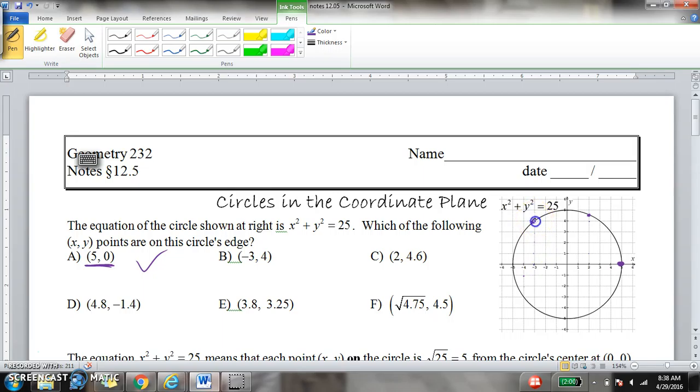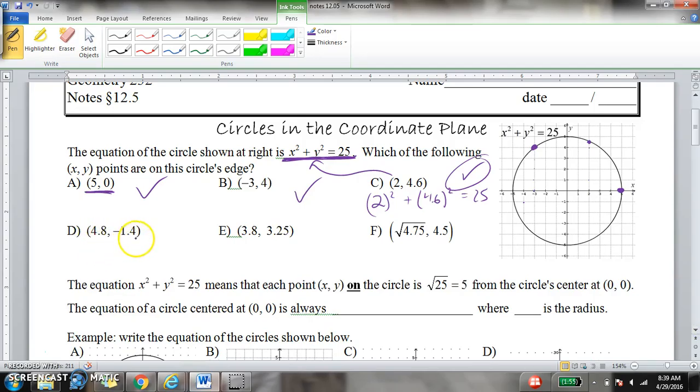(-3, 4) is right here. That's also on the circle. (2, 4.6) is a little bit harder to tell because we don't know if that's exactly 4.6. So what we could do is look at the equation of the circle, which we'll figure out how to get in a second, and plug these in for x and y. So x squared would be 2 squared, y squared would be 4.6 squared, and that equals 25. If we did the math, we would see that it does actually work out. So that would be on the circle.